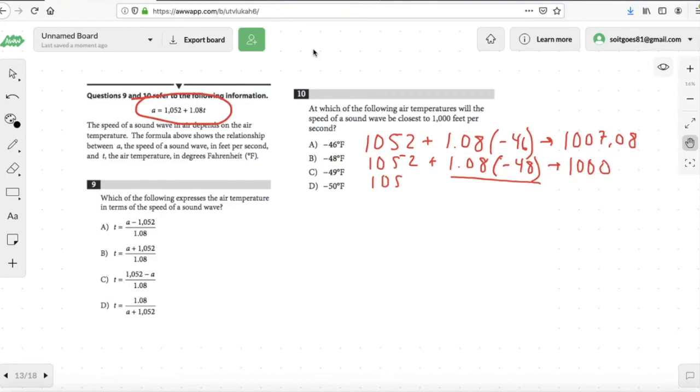And what about A? Double check A, Juliana, as well. Do you know where you're going wrong here, Ariana? Where were you going wrong? What were you doing? I'm not sure how to make the 48 negative. Don't worry about that. Just find out what it is and then subtract it from 1052. You know what I'm saying?